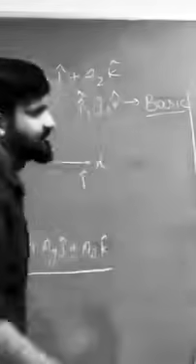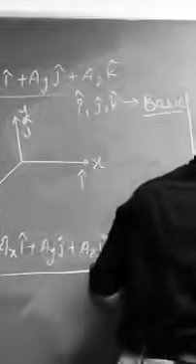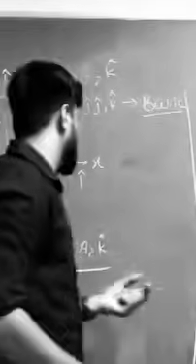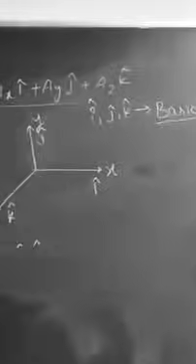Why do we call it an orthonormal basis system? Because the magnitude is equal to 1 and all of these vectors are perpendicular to each other, as we can see here in the Cartesian coordinate system, and that is why it is called the orthonormal basis system. Right? It's very important.